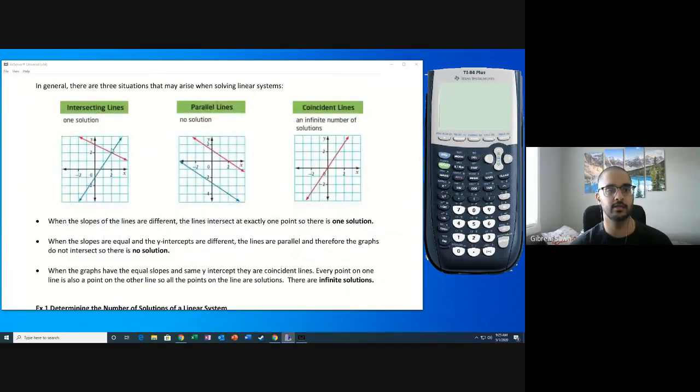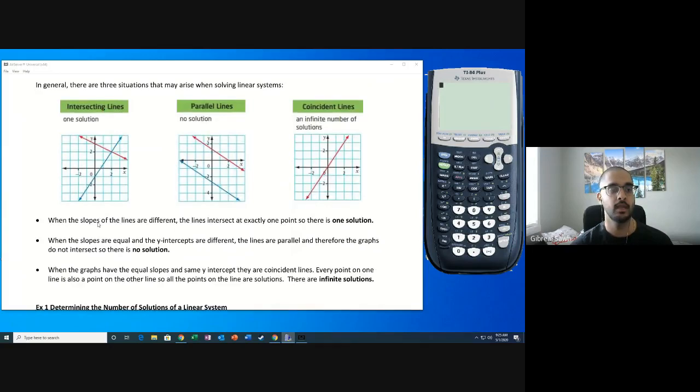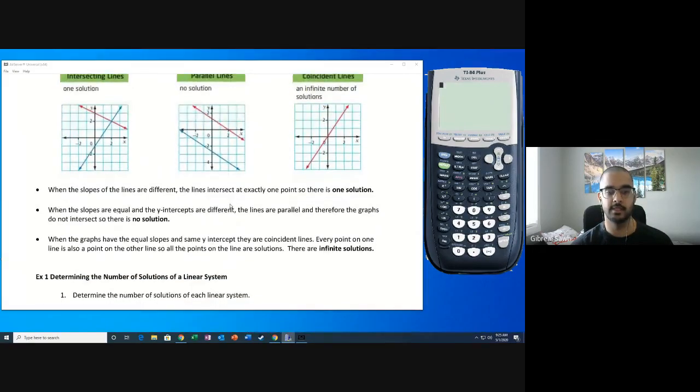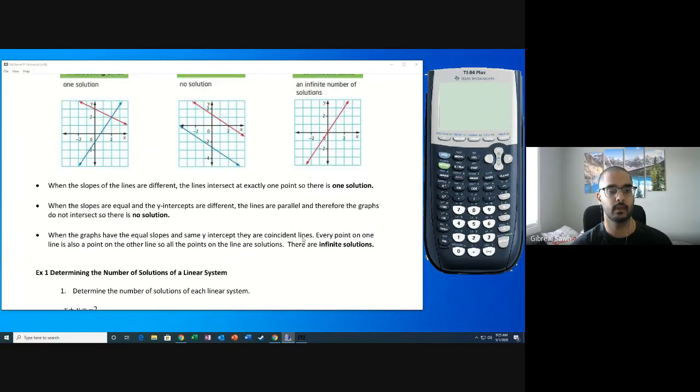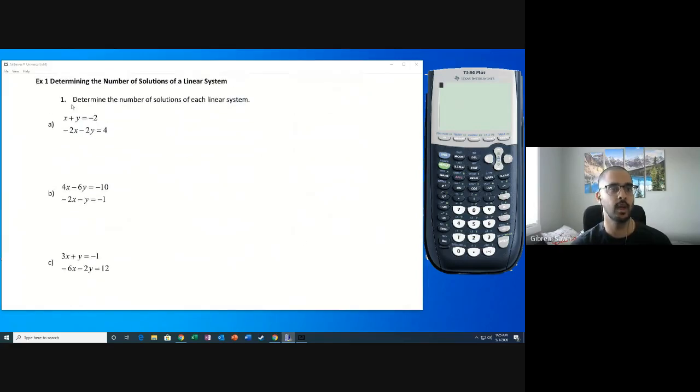Okay. So all of that is summarized right on the back for you. So if they're intersecting, there's 1 answer, parallel, no answers, coincident, infinite number. They are the same overlapping line. Okay. So when those slopes are different, the lines intersect exactly at 1 point. When the slopes are equal, but different y-intercepts, that's your parallel scenario. Last bullet there talks about your overlapping. Okay, so here might be a typical question you might see. So determine the number of solutions. This does not say find the solution. This just wants to know how many answers there are.